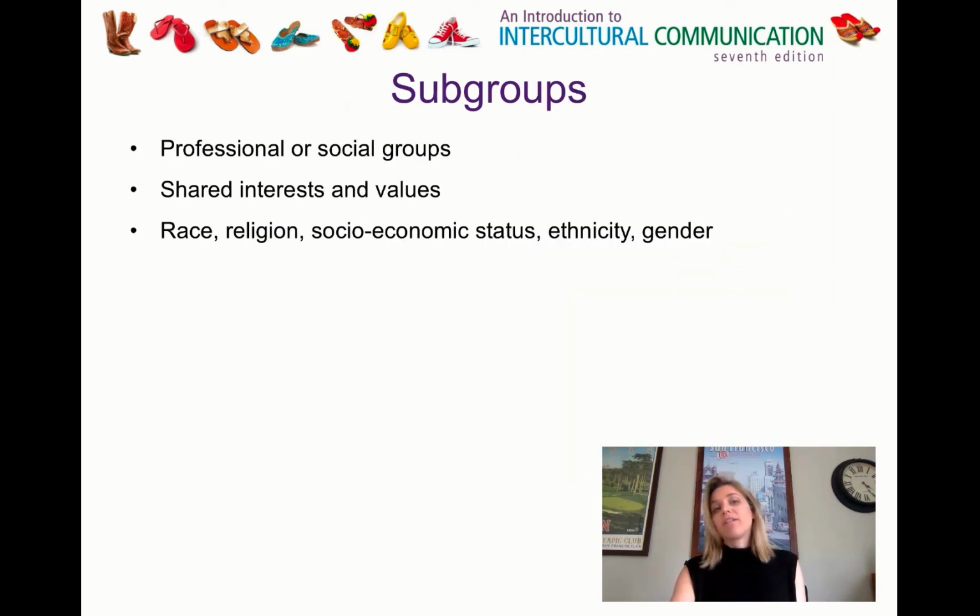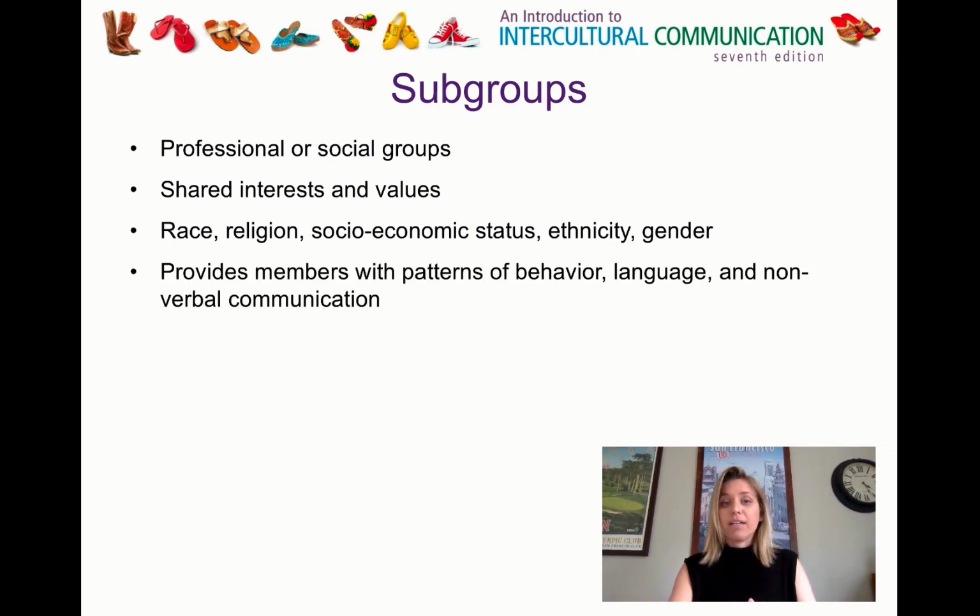All right, so subgroups are different in that they're smaller than cultures and they exist within the dominant culture. And there are many different aspects to subgroups. So subgroups can be professional or social groups, for example, your job. They could just be groups where you have shared interests, like maybe you're in a car club, for example, or on a sports team. And they could also be aspects of your cultural identity, so things like race, religion, your class, ethnicity, gender. All of those things could be part of our subgroup.